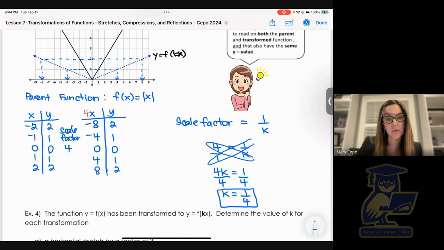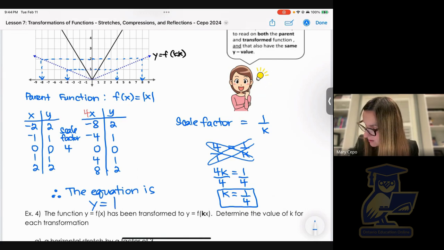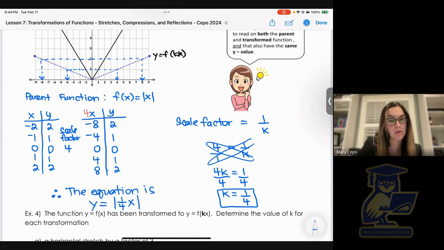Knowing that our k value is 1 over 4, therefore, the equation is y is equal to, in our case, because we know that the parent function is an absolute value function, we can say y is equal to the absolute value of 1 over 4 x.